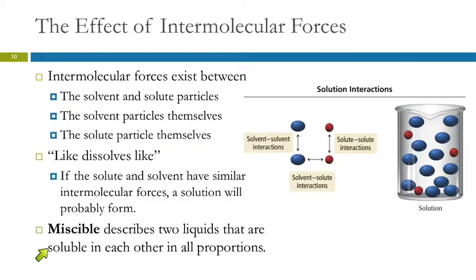We talked about miscible earlier. Miscible describes two liquids that are soluble in each other in all proportions. This is not true of all liquids that are soluble. An example of this, though, is ethanol and water. You could take a cup of ethanol and put a teaspoon of water in it, and it makes up just fine. In that case, ethanol would be the solvent. You could take a cup of water and put a teaspoon of ethanol in it, and it would mix up just fine. Ethanol and water can be mixed in any ratio. They are miscible.